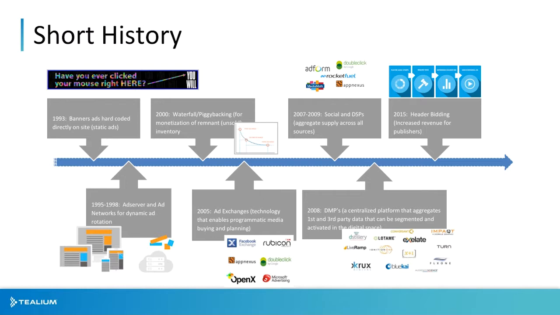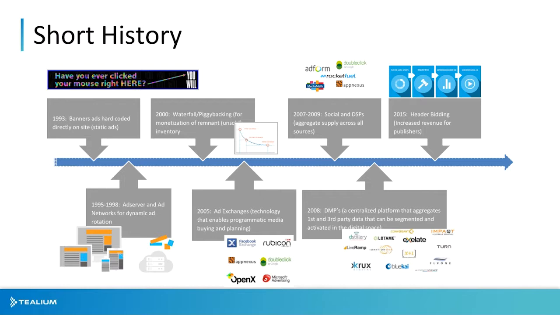Circa 2000, the waterfall piggybacking approach for rotating dynamic ads and monetizing unsold inventory was starting to happen. And that's really when ad exchanges came into being in 2005. Such popular names as Facebook and AppNexus and OpenX, DoubleClick from Google, Rubicon, and Microsoft themselves got into the game. These ad exchanges took aggregation one step further. And now we had multiple ad networks rolling into these ad exchanges, whereby those technology labels that you see there could automate their proliferation.